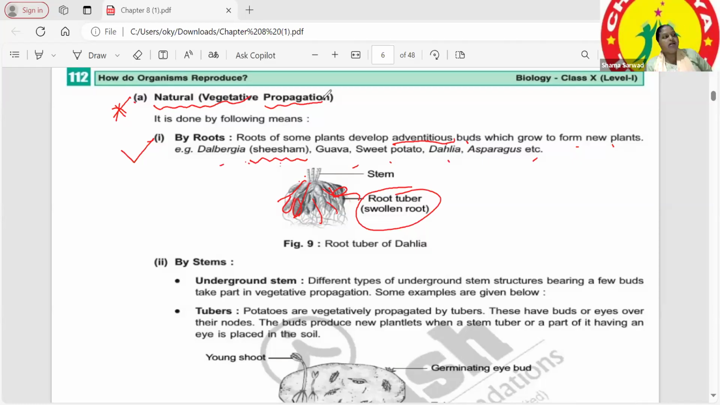You might have seen that from one potato, a number of potato plants are generated. It happens by itself. And if you want to plant a potato plant, you need not put the entire potato in the soil. You just have to cut a bud, and if you put that bud in the soil, a new potato plant will rise from that bud.